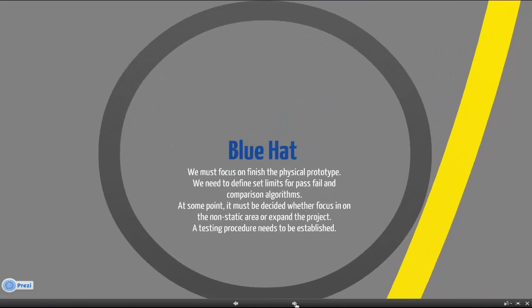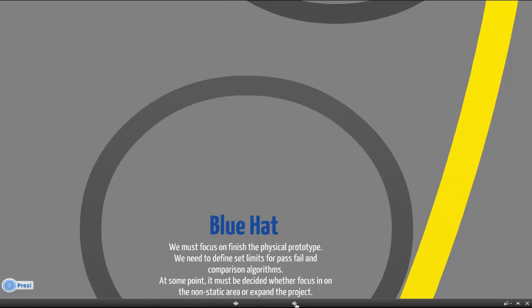Blue hat. We must focus on finishing the physical prototype. We need to define set limits for pass-fail and comparison algorithms. At some point, it must be decided upon whether to focus in on the non-static area of the project or to expand the project. A testing procedure needs to be established.